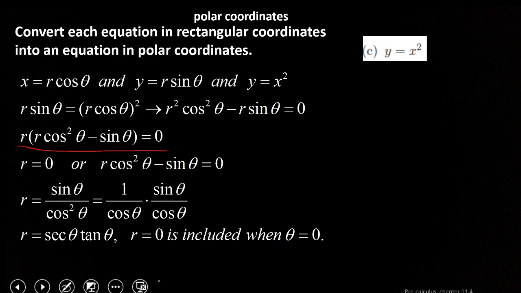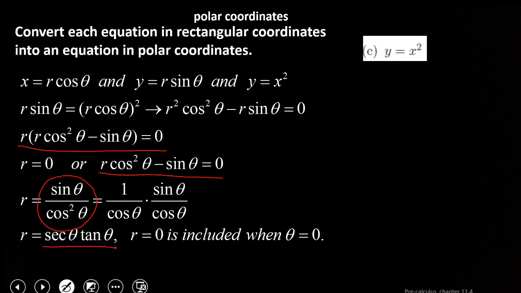And if you just divide both sides by r, then we get r cosine squared theta minus sine theta equals 0, and then solve for r here: move the sine to the other side, divide by cosine squared. So basically r equals this. You can also write it like this, because if you separate these two fractions, you can write it as secant times tangent. But the point is that we have an expression in terms of r and theta instead of x and y, and that's very useful in application problems.